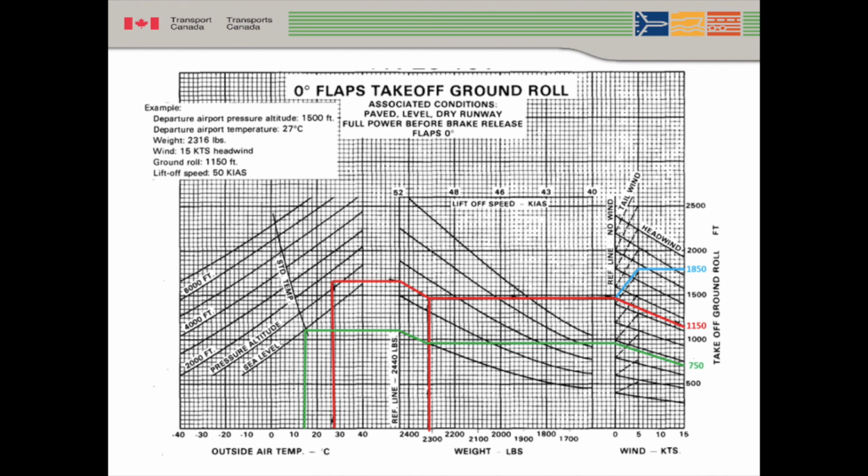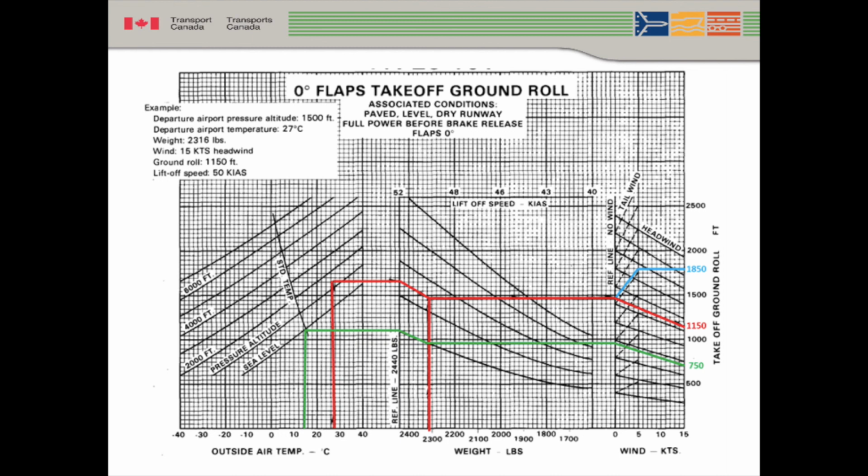So basically, same conditions of everything, but standard ICAO day, 750 feet ground roll. Our actual day, 1,150 feet ground roll. There hasn't been much of a difference in altitudes, really, and temperature, but it makes a big difference on the ground roll.